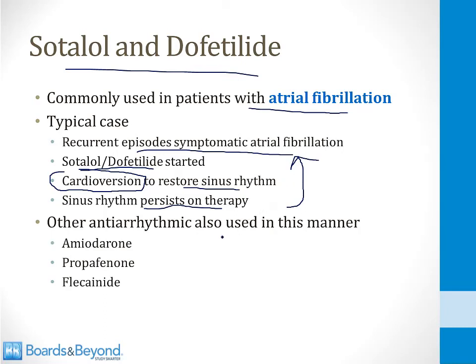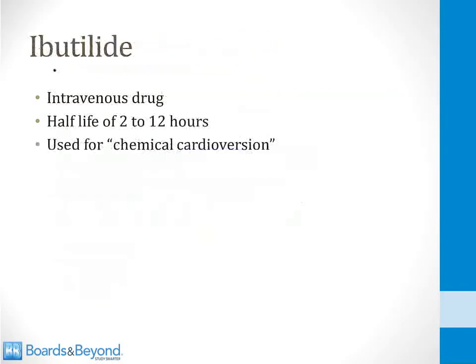And this is the way many other antiarrhythmics are also used for recurrent symptomatic atrial fibrillation. Drugs like amiodarone, propafenone, and flecainide are all also used in this manner. The last class 3 antiarrhythmic agent we'll discuss is ibutilide.